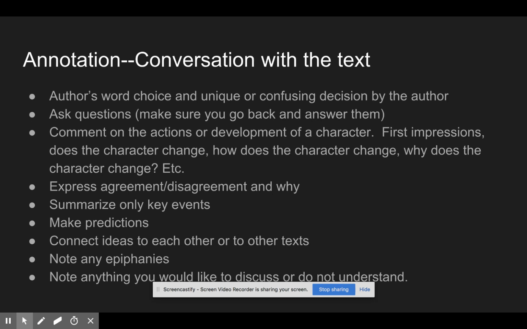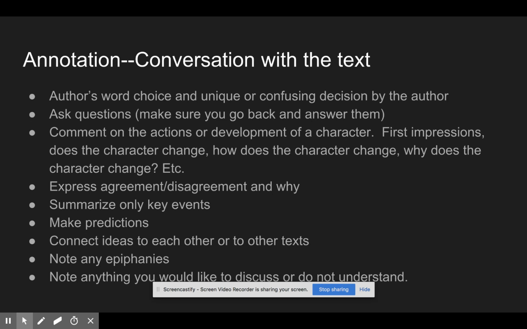Connect ideas to each other or to other text. You'll often see us looking at texts not in isolation. We might be looking at other texts that have a common thread with them. So make sure that you connect ideas to each other and to other texts or to things that happen.